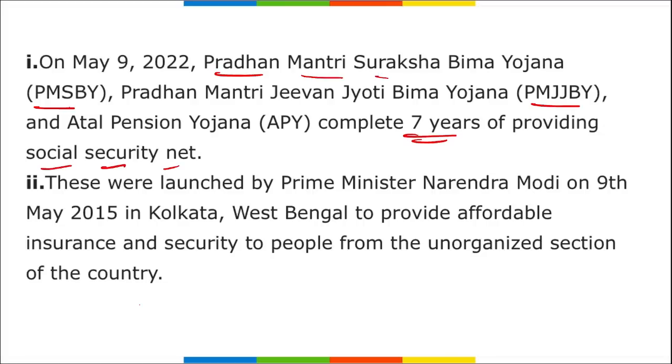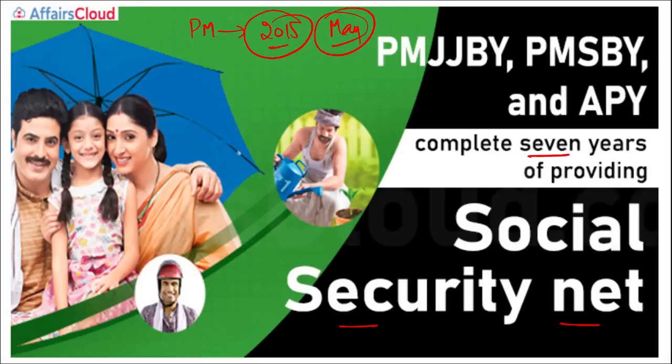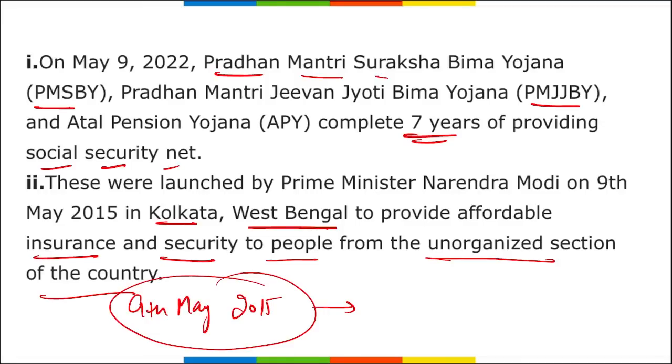These three schemes have completed 7 years of providing a social security net. They were launched by Prime Minister Narendra Modi on 9th May 2015, and they were launched where? In Kolkata, West Bengal, to provide affordable insurance and security to people from the unorganized sections of the country. I repeat, the question will be direct and simple: which schemes started by our Government of India have completed 7 years? They are Pradhan Mantri Suraksha Bima Yojana, Pradhan Mantri Jeevan Jyoti Bima Yojana and Atal Pension Yojana. As you can see, all three schemes are related to the insurance sector and help people from the unorganized sector of society.